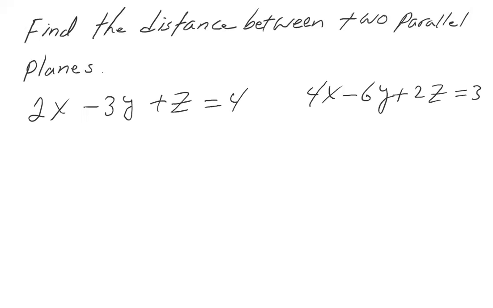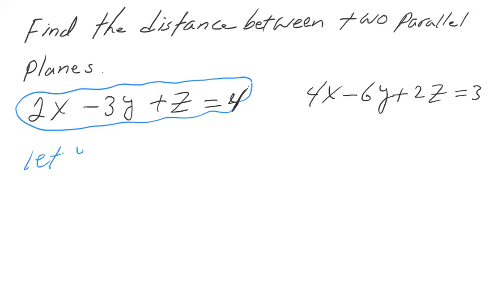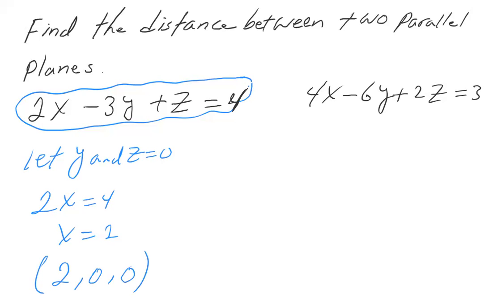Now, I want to find a convenient point located on this plane. So I'm going to say let y and z equal 0. If y is 0 and z is 0, then I have 2x equals 4 and x equals 2. Well, this follows that the point (2, 0, 0) is on the plane. So I do have a point on this plane.